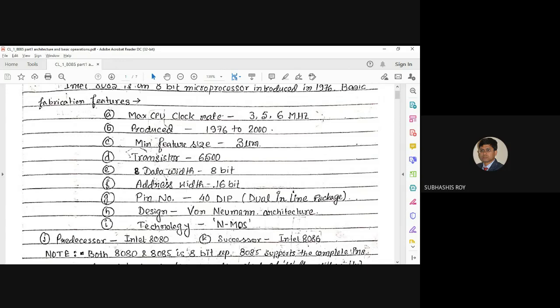So if you consider a memory chip, then the memory chip size will be 2 to the power 16, which is equal to 64 kilobytes. If you use a 64 kilobyte memory chip, then each location of that memory chip can be read or written by the microprocessor with data.